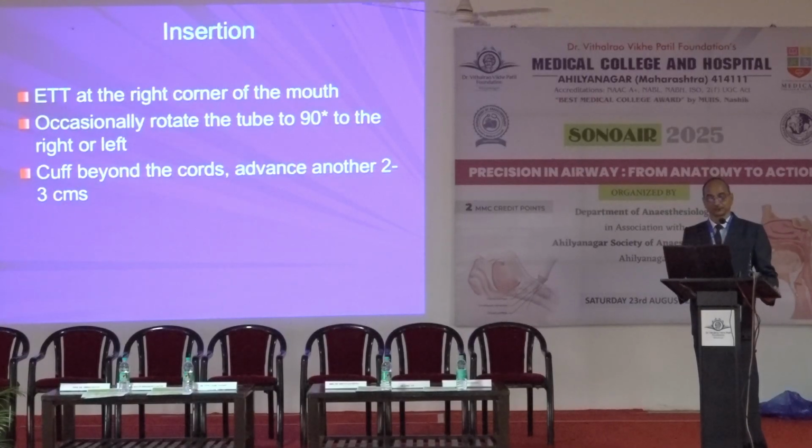For endotracheal tube insertion, put it through the right corner of the mouth. Occasionally rotate the tube 90 degrees to the right or left. The cuff should go beyond the cords and advance another 2 to 3 centimeters into the trachea.